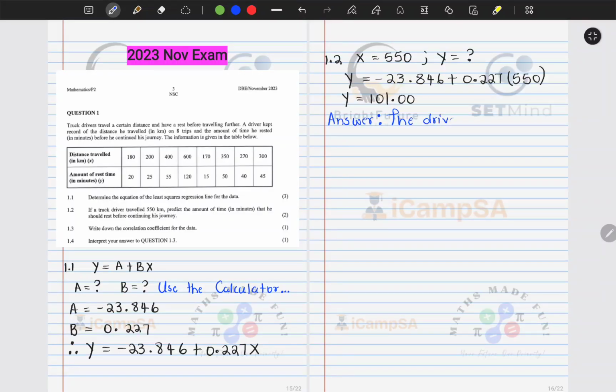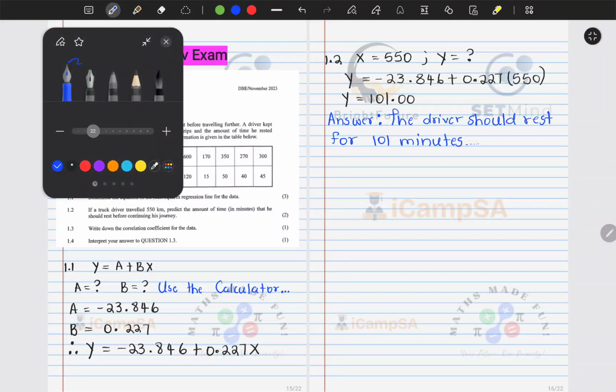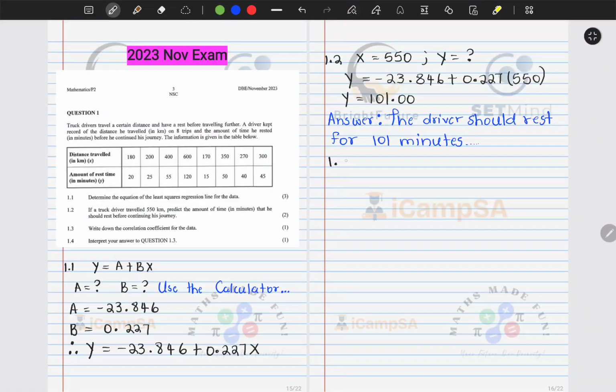So the driver should rest for 101 minutes. Okay, that is what should happen. So I hope that this does make sense to you guys. Then let's have a look at 1.3.